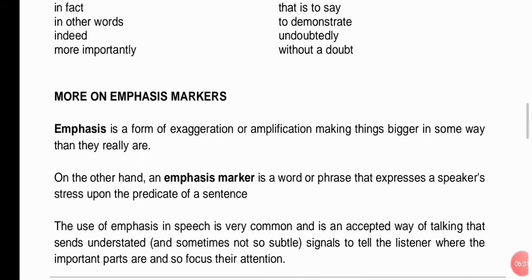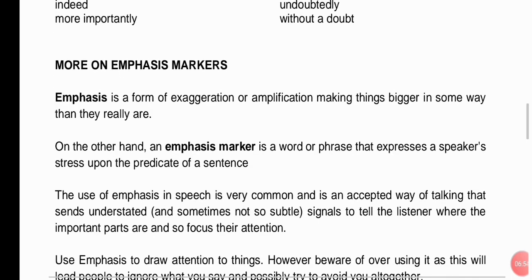So here are the other things that you need to know about emphasis markers. Emphasis is a form of exaggeration or amplification, making things bigger in some way than they really are. A kind of exaggerated use of words. On the other hand, an emphasis marker is a word or phrase that expresses a speaker's stress upon the predicate of a sentence.